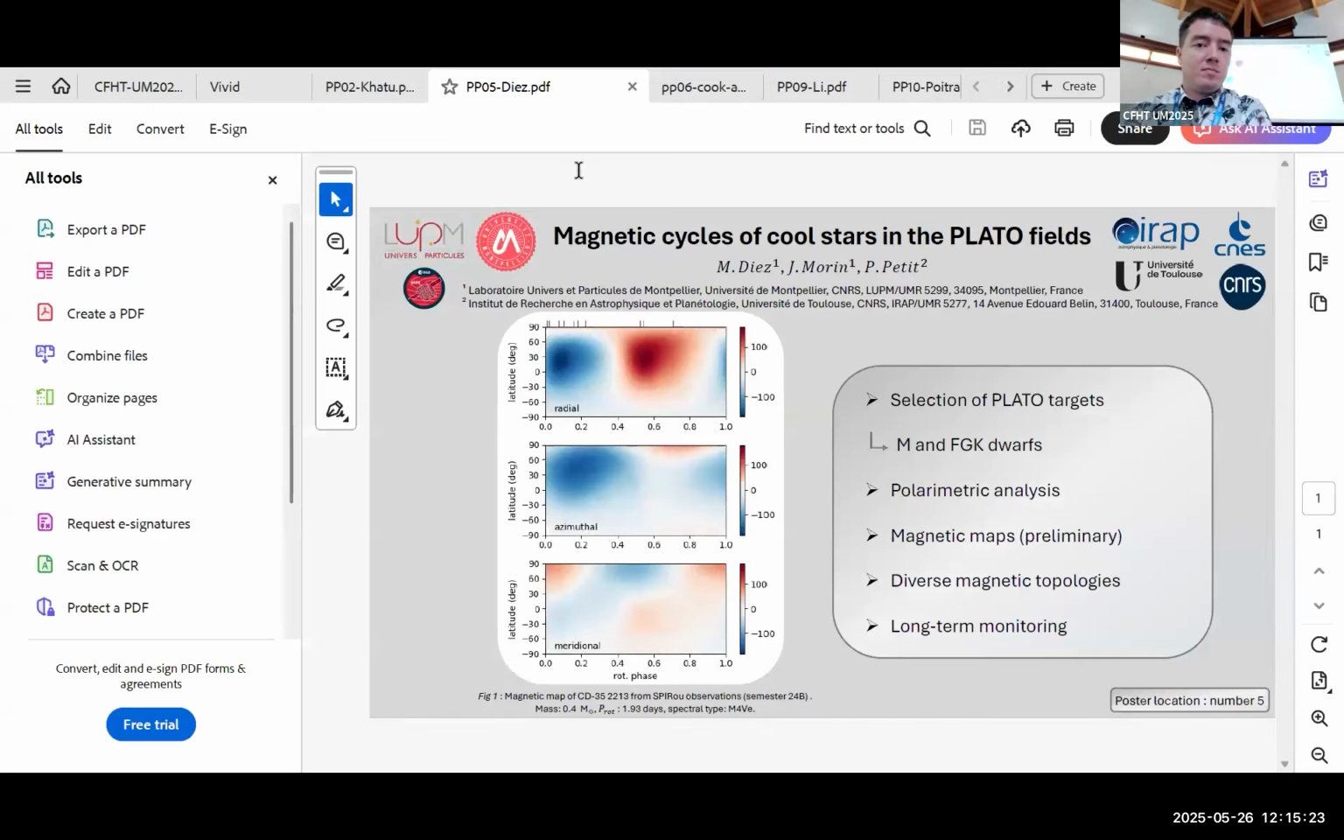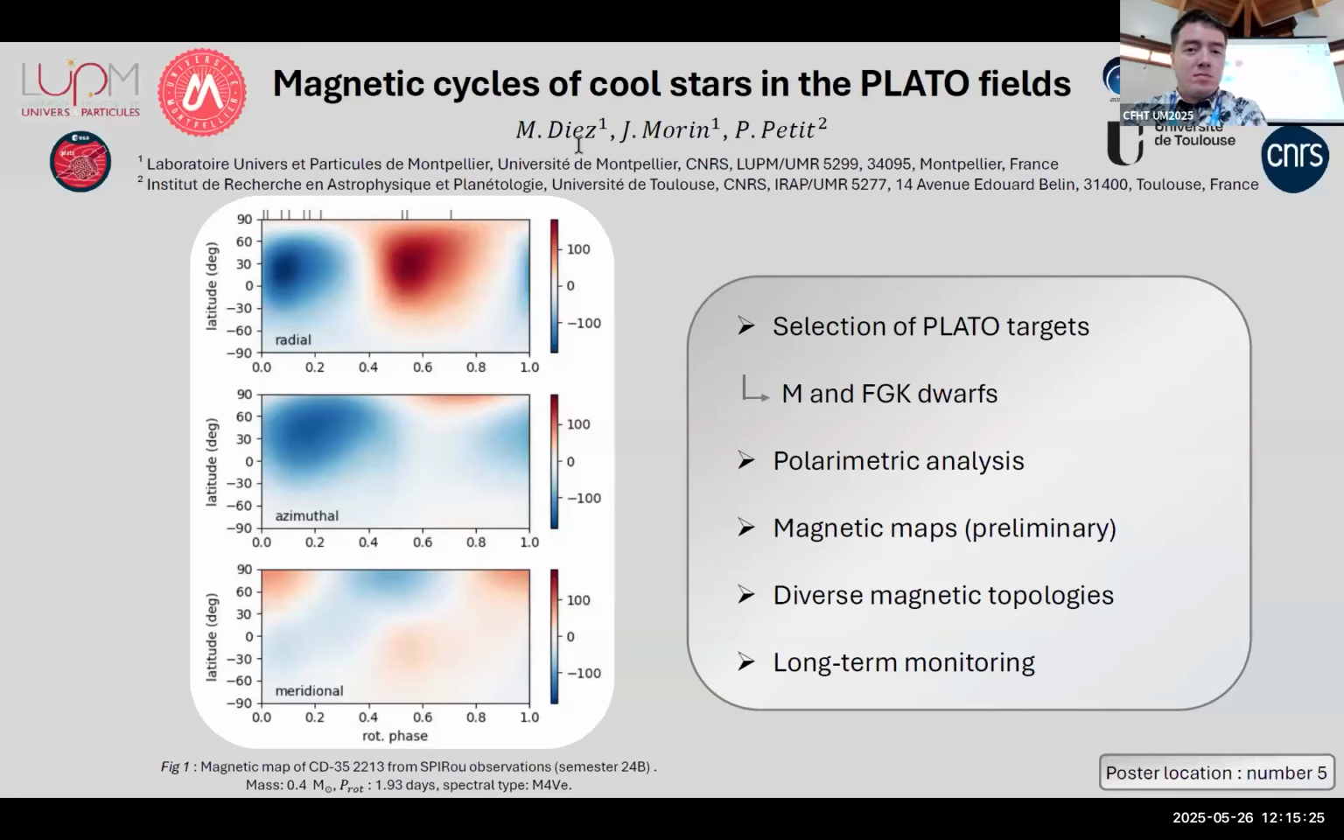I'm Diez. I'm a PhD student at Université de Montpellier in France, supervised by Pascal Petit and Julien Morin. In this poster, I present the selection of plateau targets focusing on M and FGK dwarfs, for which we obtained polarimetric analysis. Using Doppler imaging, we produce preliminary magnetic maps. Here, for example, you can see one for an M dwarf, showing the different components of the magnetic field.